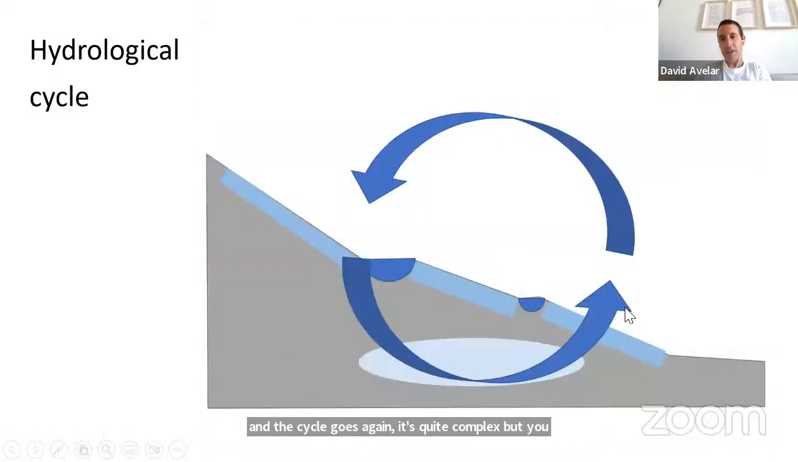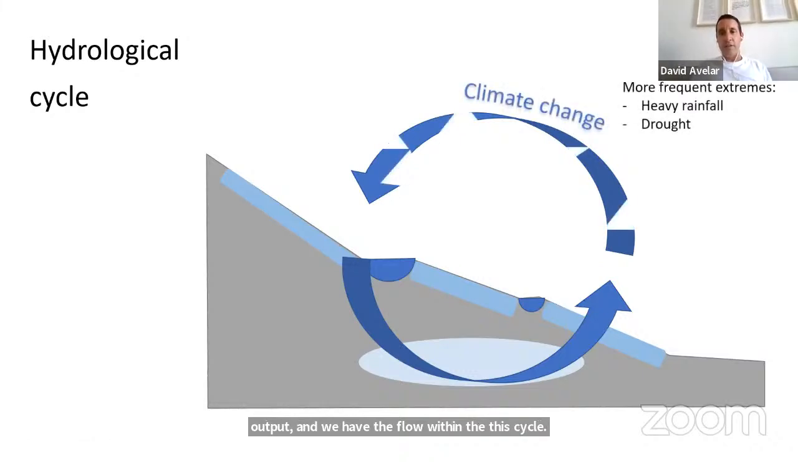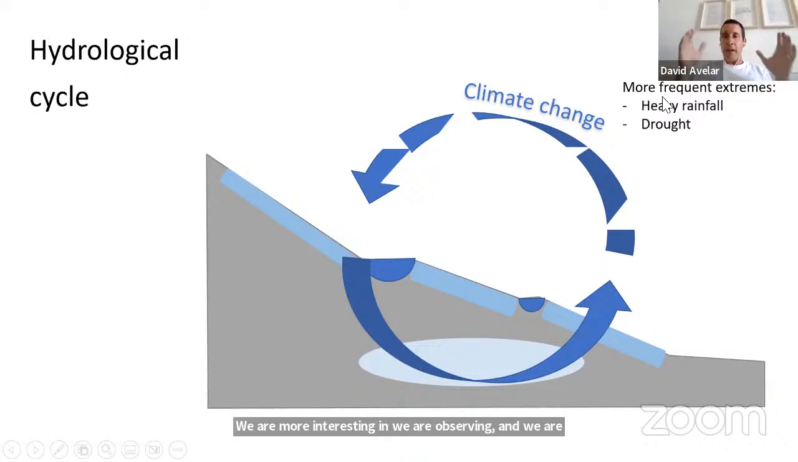Let's say that we have a farm with a kind of slope. We have water input, so rain, and we have the output, and we have the flow within this cycle. One of the bad news that we all know is that this input is changing. There's a climate change going on. Related to water management, we are observing and expecting more frequent extremes. Basically, we are talking about more heavy rainfall.